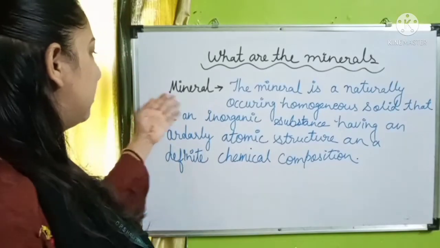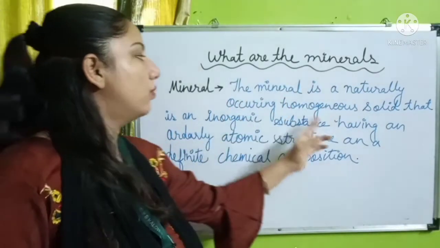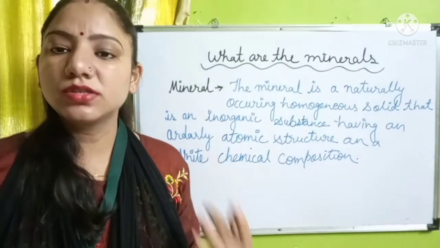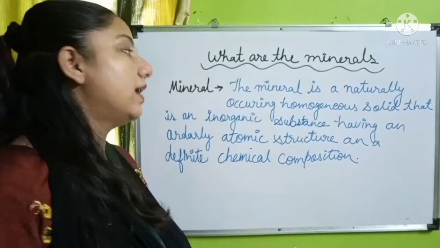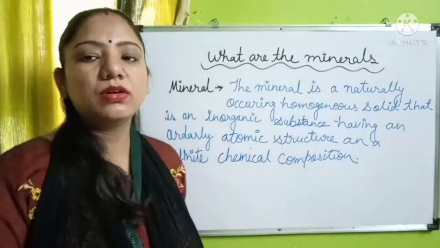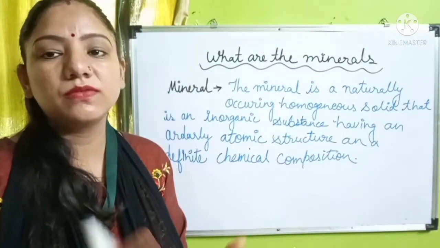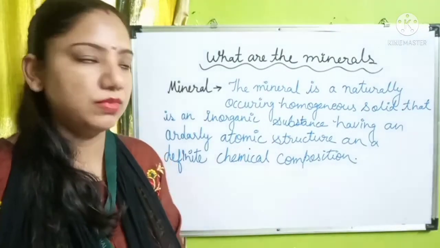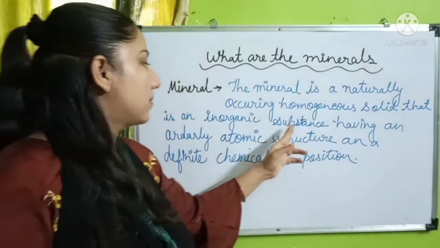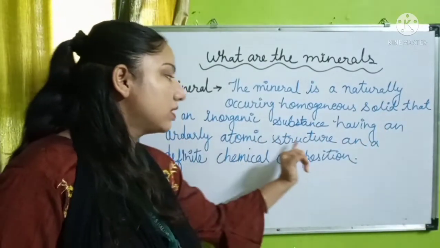As you can see, a mineral is a naturally occurring homogeneous solid. That means the minerals are in the solid form, and they are homogeneous, which means a mineral can be of only one particle also, or more than two substances through which a mineral can be formed. That is an inorganic substance having an orderly atomic structure.